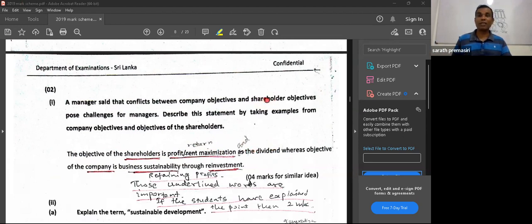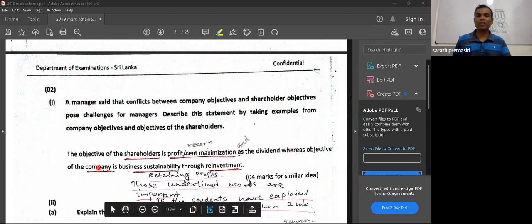So here, you see shareholders, I got missing. It is not a stakeholder, only one stakeholder: shareholders. Shareholders' objective is profit maximizing, return maximizing, dividend maximizing. These are the objectives of the shareholders as the owners. These underlined parts are very important, so keep them in mind well. The objective of the shareholders is profit maximization or return maximization, and the dividend.